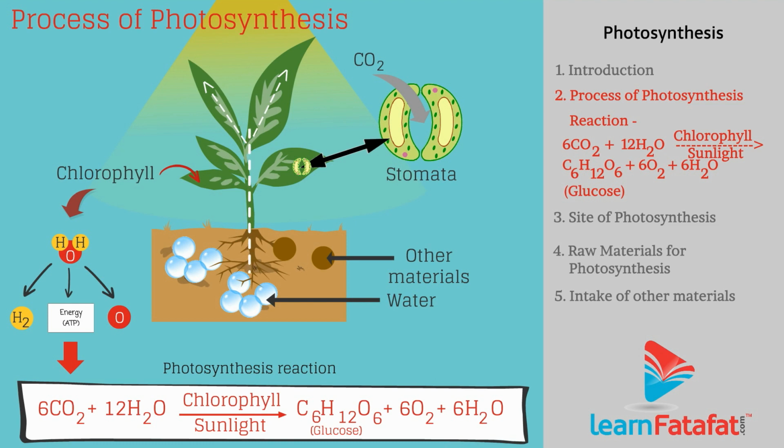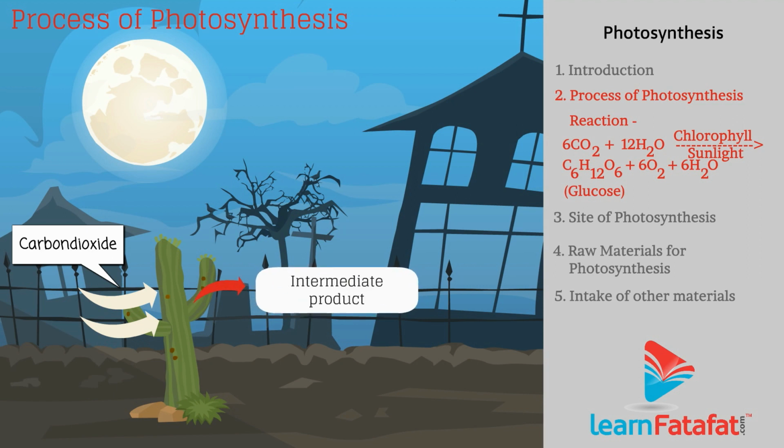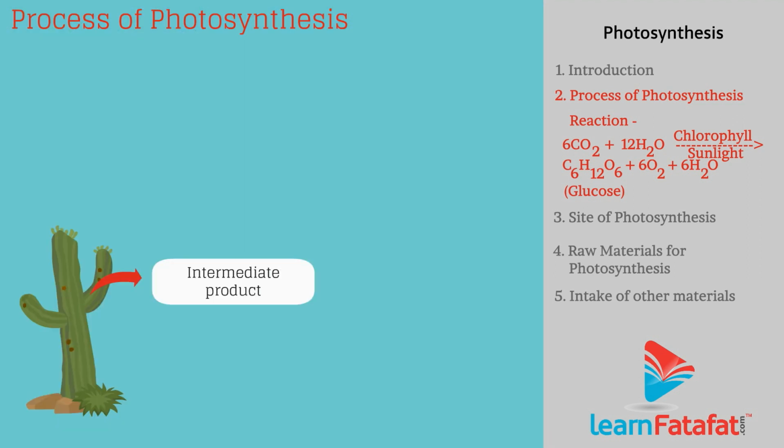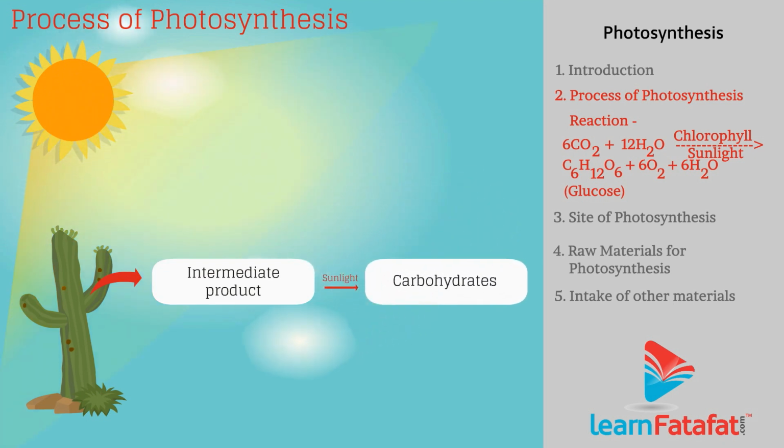It is not necessary that all these steps take place at the same time. For example, in desert, plants absorb carbon dioxide during night and prepare an intermediate product. During day, when sunlight is available, this product is converted to carbohydrates.